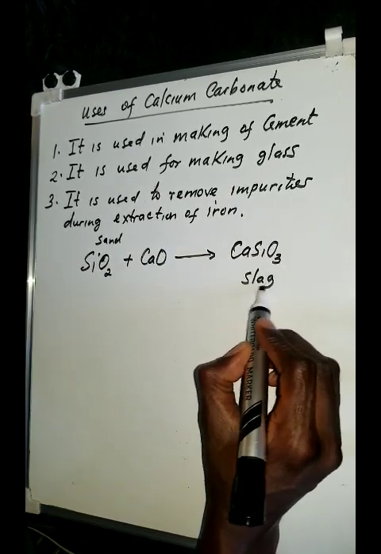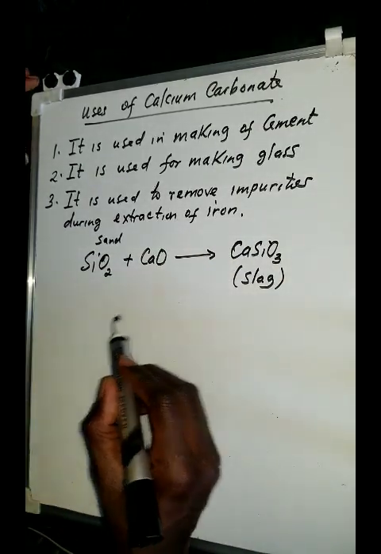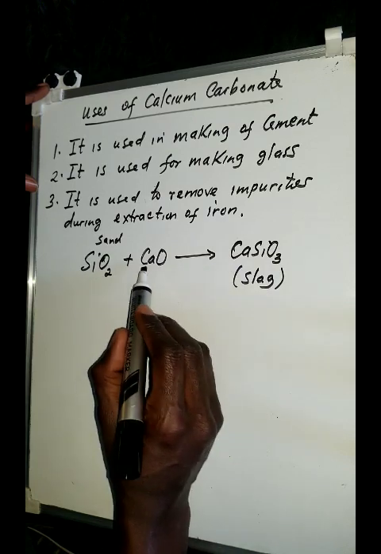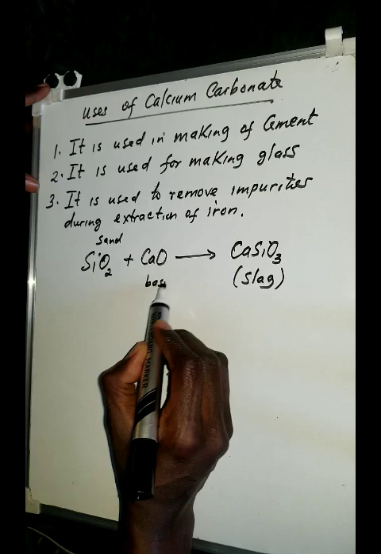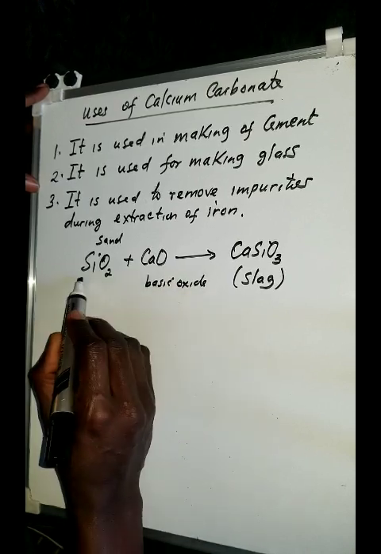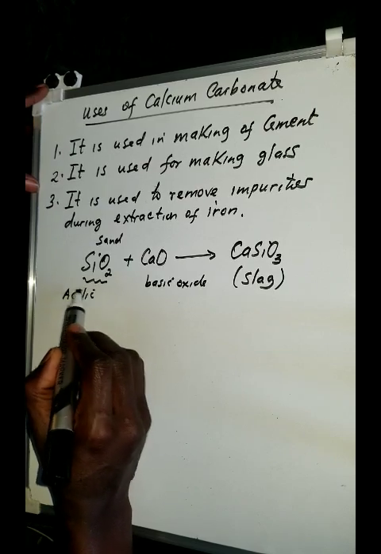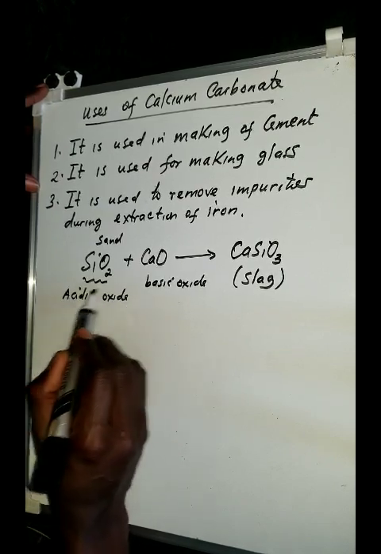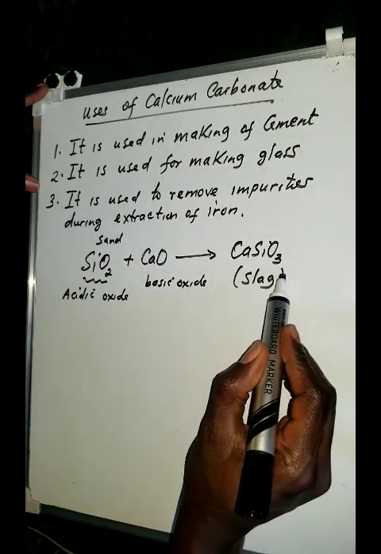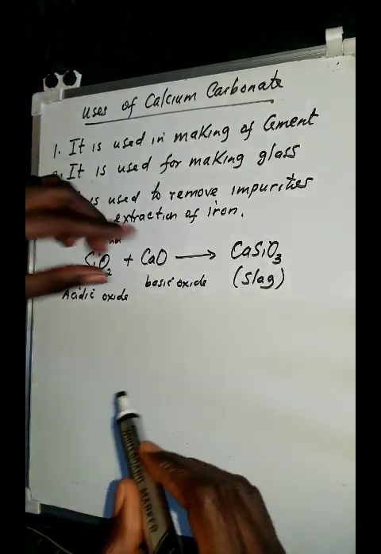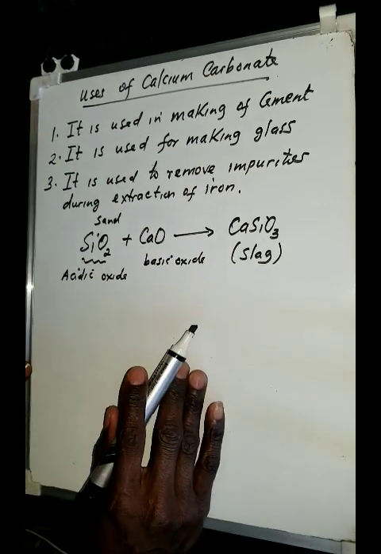And this is what we simply call sludge. So sludge, called calcium silicate, is going to be produced. Now remember, calcium oxide is an oxide of a metal, and therefore we call it a basic oxide. And silicon dioxide is an oxide of a non-metal, therefore it is called an acidic oxide. So an acidic oxide will react with a basic oxide to form what we call sludge, which we sometimes call by the chemical name calcium silicate. So those are uses of calcium oxide.